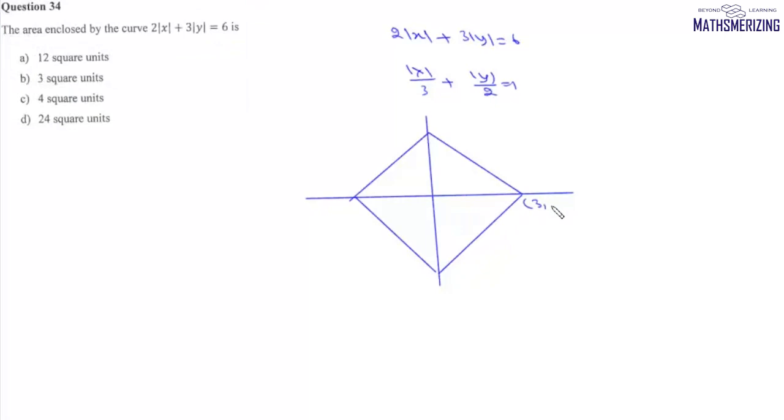So this is 3, 0 and minus 3, 0, and this is 0, 2 and 0, minus 2. Now diagonals are perpendicular, so its area will be 1 by 2 into, now this length is 6 and this length is 4, so that should be 12 square unit, and that's your option number A.